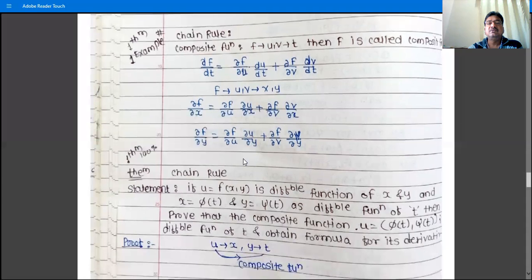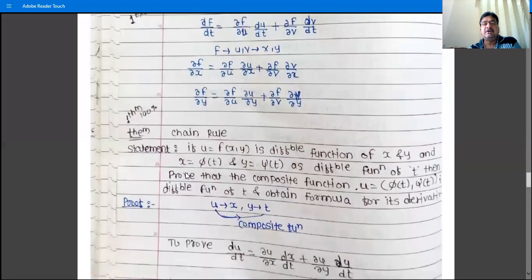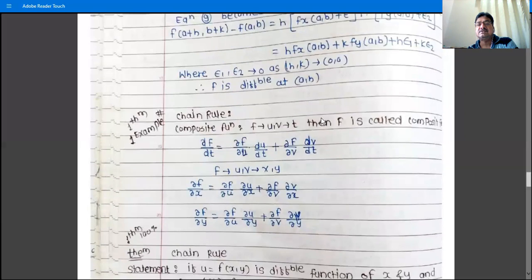Okay, so the proof of the chain rule. Here is the statement of the chain rule: if u is a differentiable function of x and y, and x is equal to phi of t, y is equal to psi of t, meaning x and y are functions of t, like this.